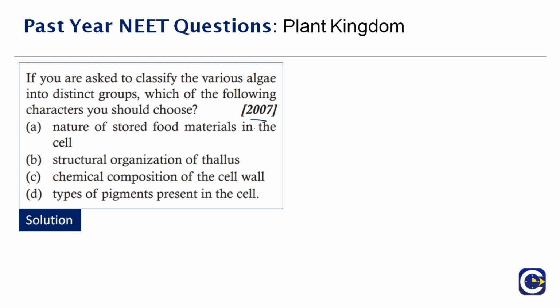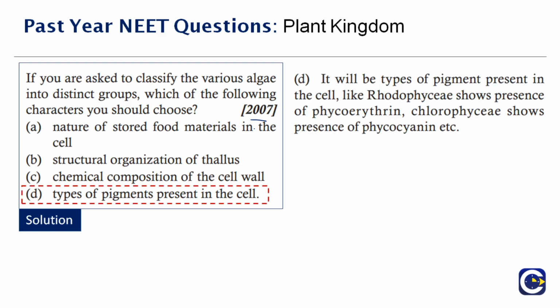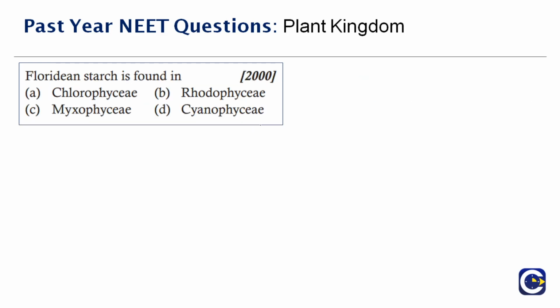For example, if it appears red, it tells you it belongs to Rhodophyceae. If it appears brown in color, then it belongs to Phaeophyceae. For structural organization or the nature of the stored food, you have to go internally, use a microscope, search, analyze and then classify. But when we talk about the type of pigments, right from the appearance you can tell they belong to different classes of algae. Therefore, the correct answer to this question is option D, types of pigments present in the cell. Okay, easy question.